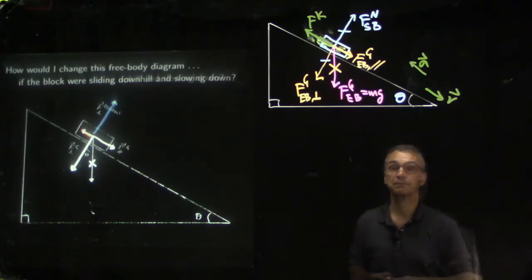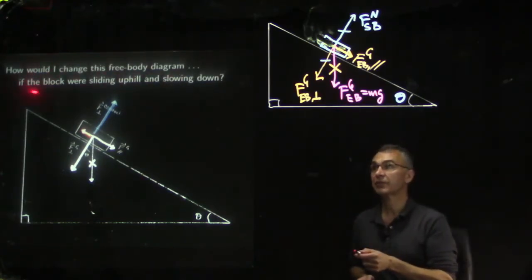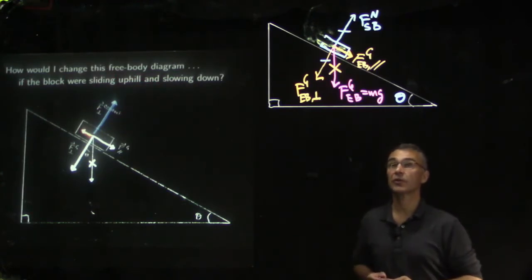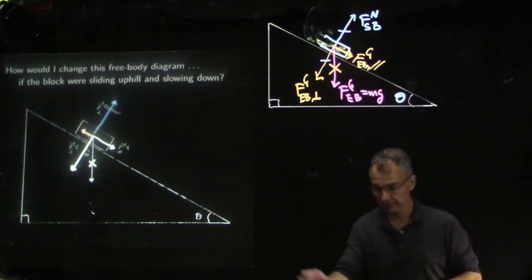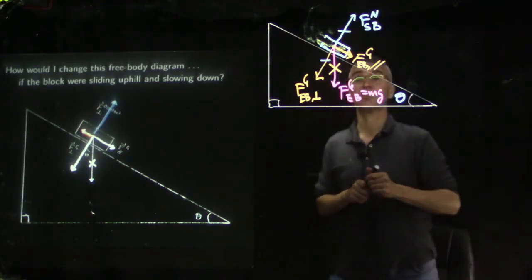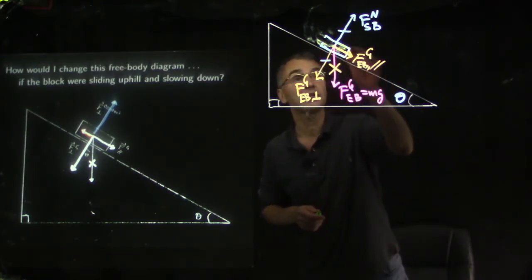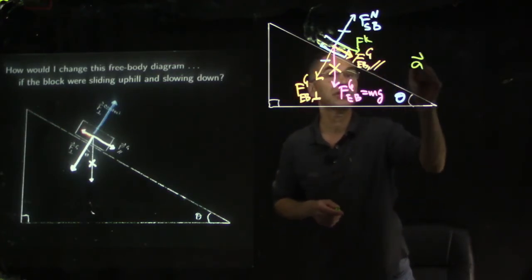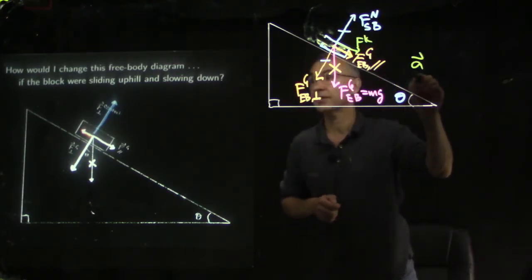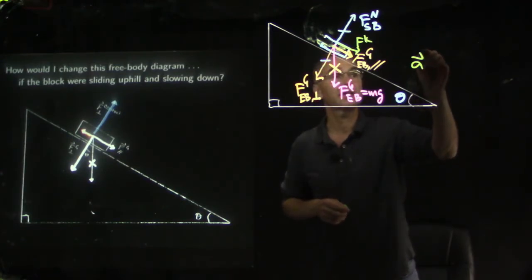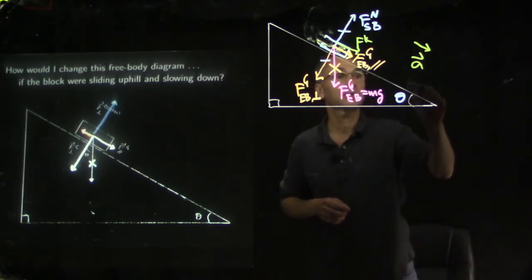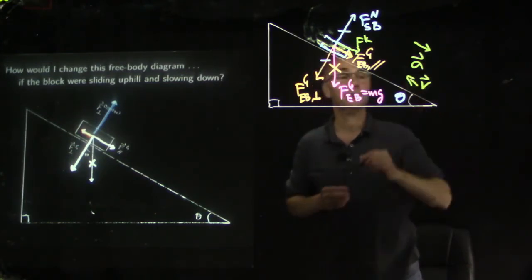So it's slowing down. How would we change this free body diagram if the block were sliding uphill and slowing down? Well, we actually don't need any friction at all to make it slow down if it's sliding uphill. But let's just suppose we have the same friction coefficient as we had before. So in that case, kinetic friction must point downhill. So if it's sliding uphill and slowing down, then the acceleration points downhill, but the velocity points uphill.